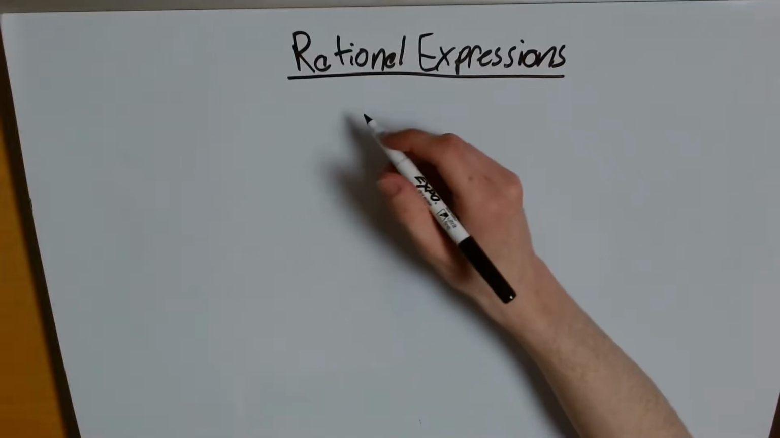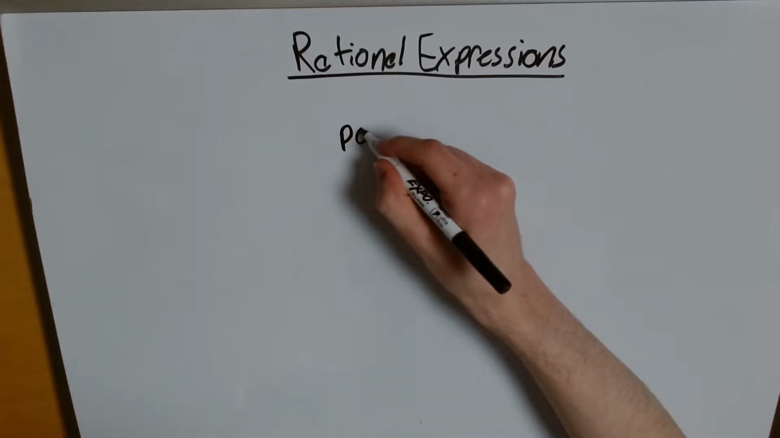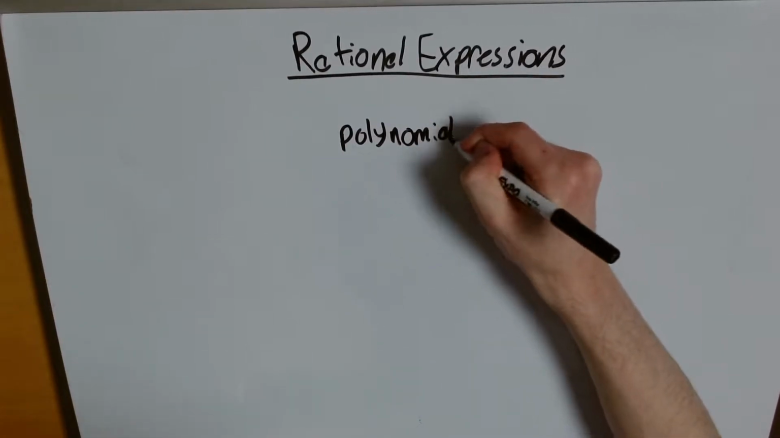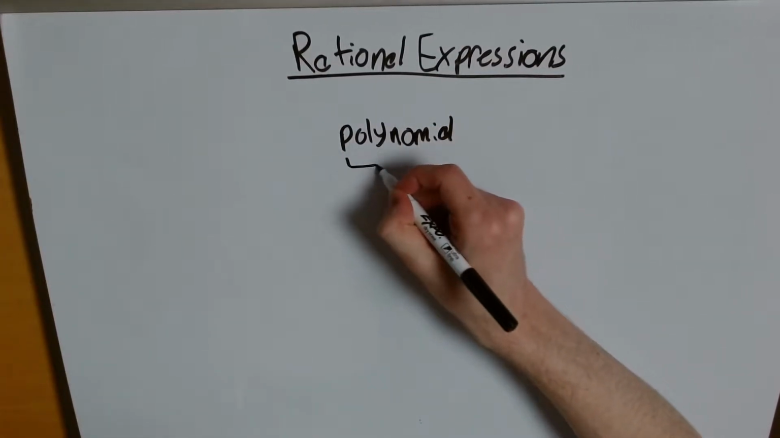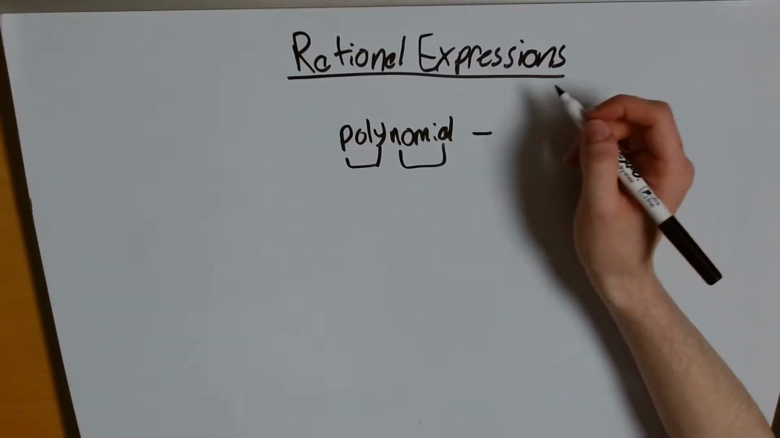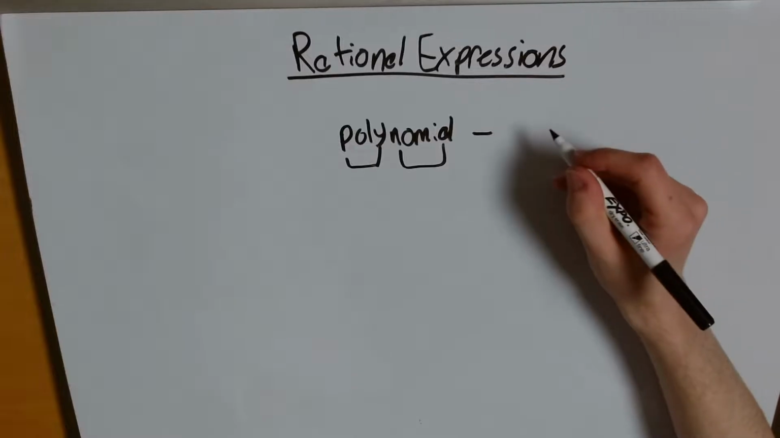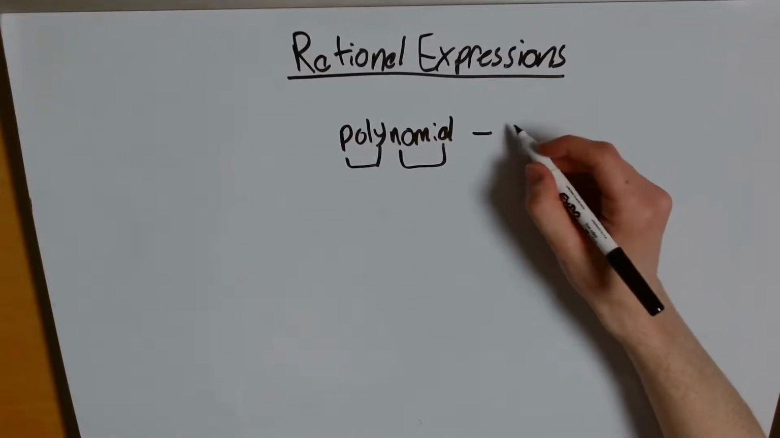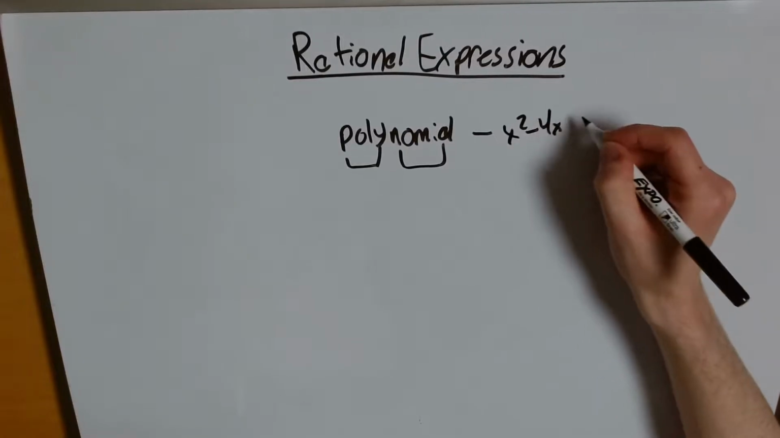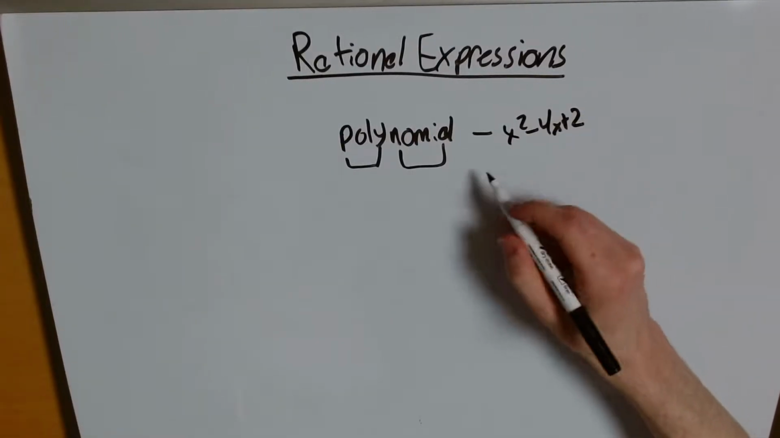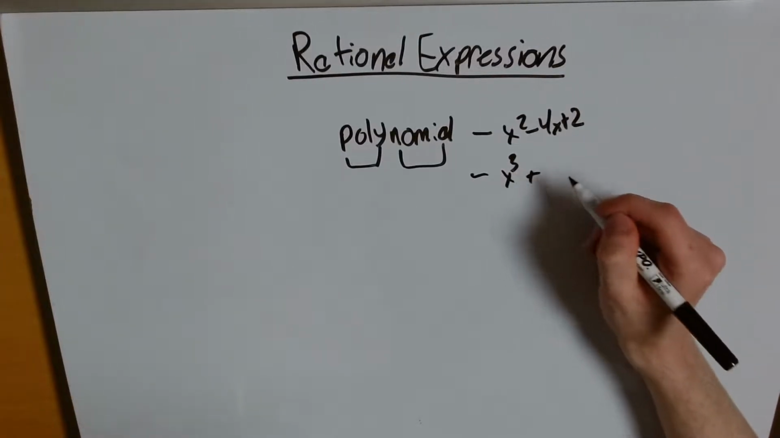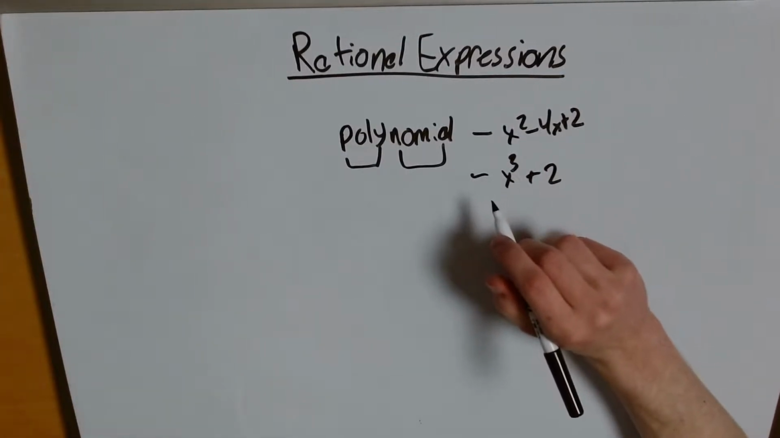So what does that mean? Well, a polynomial, we write that like this, of course, means many terms. So it's an expression that consists of a sum of terms, a collection of terms with integer powers of x, right? So something like x squared minus 4x plus 2, that would be a polynomial. Or something like x cubed plus 2, that's also a polynomial.